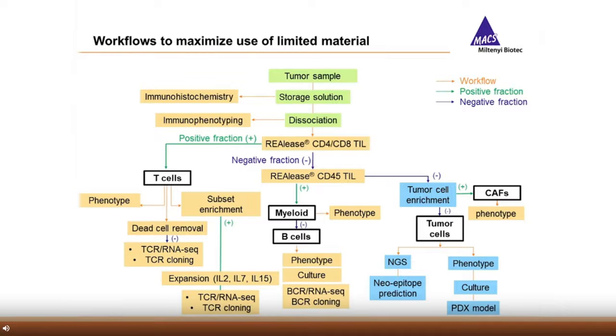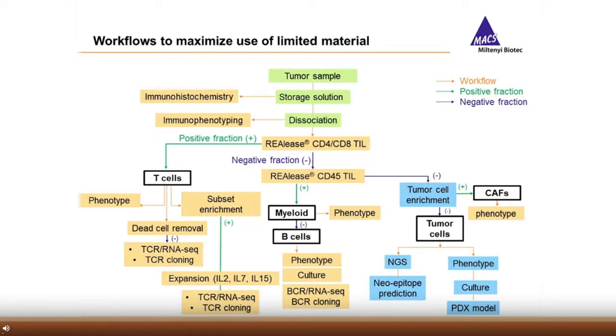The negative fraction from the CD45 isolation can also be used for tumor cell enrichment. This is performed using a negative selection kit, and the tumor cells can then be used for multiple downstream applications, such as next-generation sequencing and neoepitope prediction, phenotype, culture, or establishment of patient-derived xenograft models.